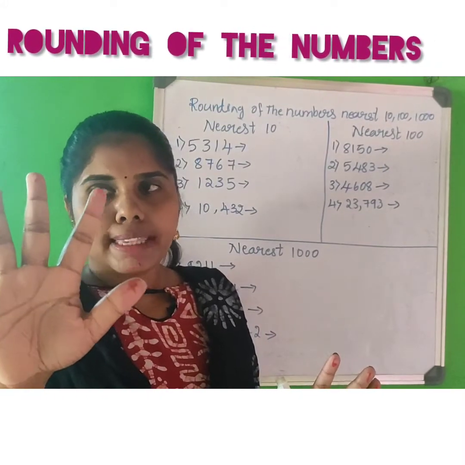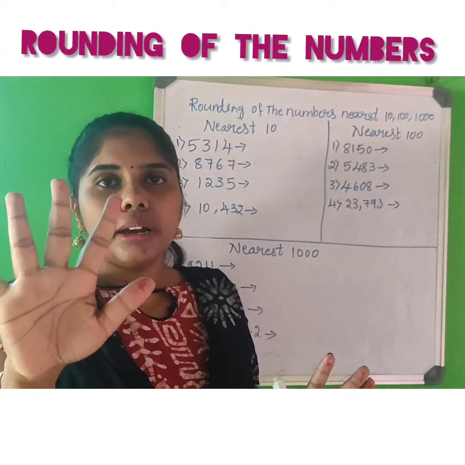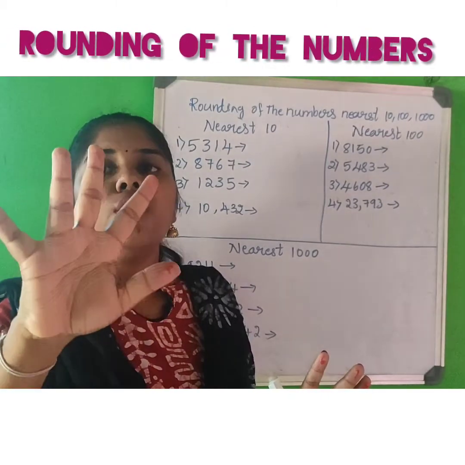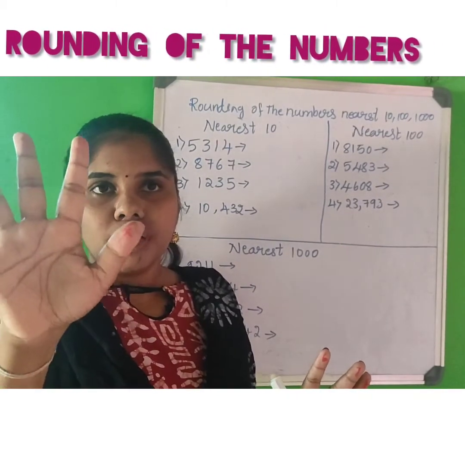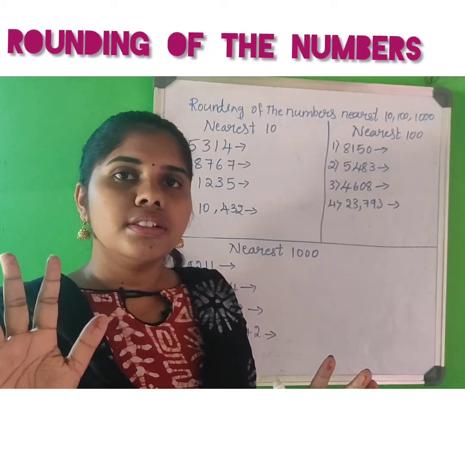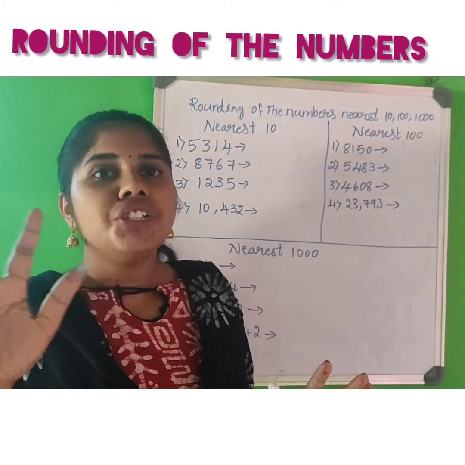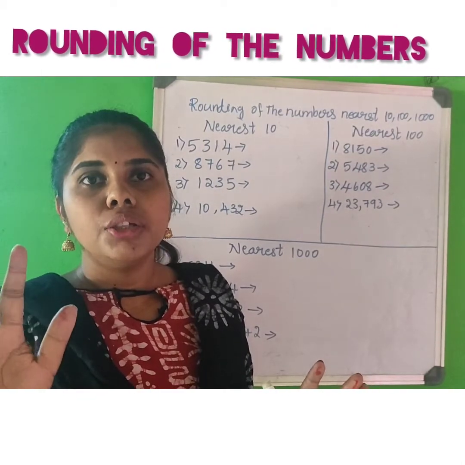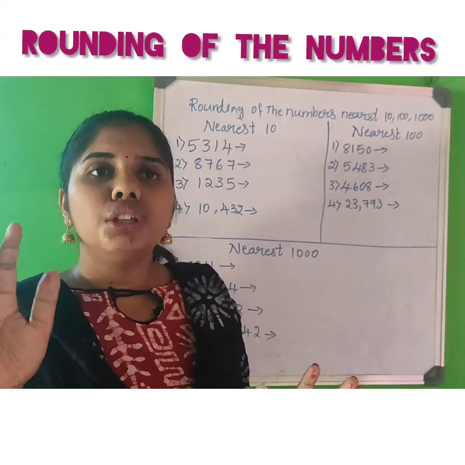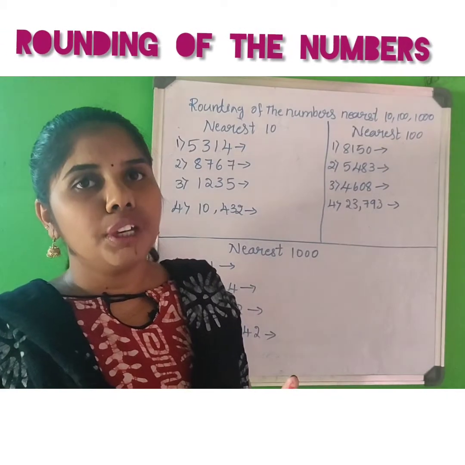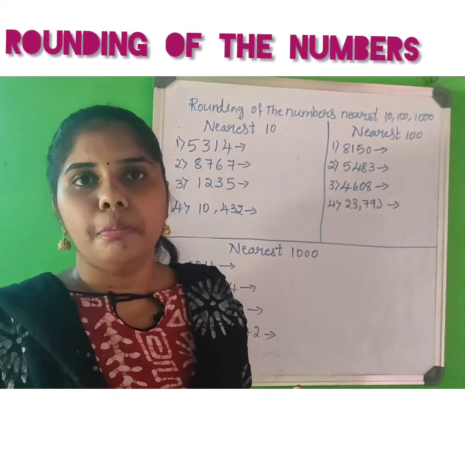For example, if you get any number in the unit place 0, 1, 2, 3, 4, this is below 5. So there is one technique. You shouldn't change the 10th place number. You keep the unit place number 0 while you are rounding off nearest to 10.